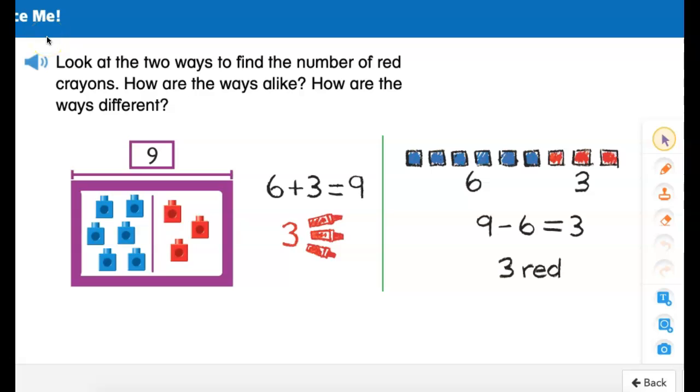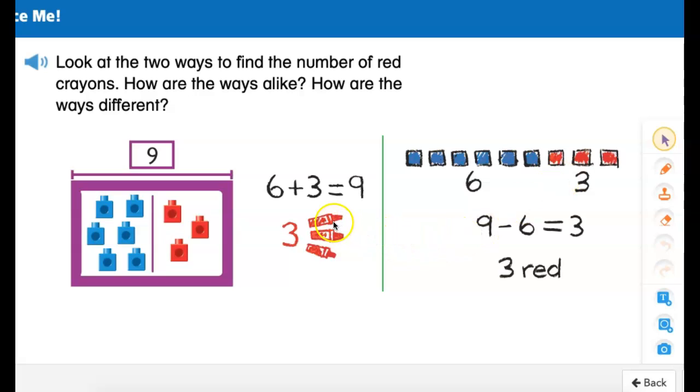Now let's complete the Convince Me section on page 38 of our workbook page. Look at the 2 ways to find the number of red crayons. How are the ways alike? How are the ways different? So these are the 2 ways to find the number of red crayons. Here we used blocks and separated them into a small graph. And on this side we drew boxes and counted differently.